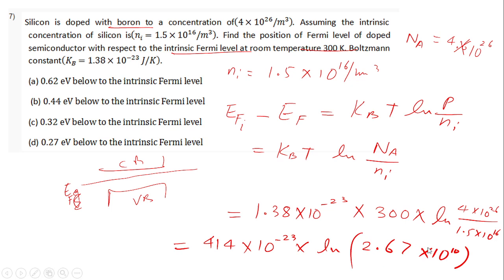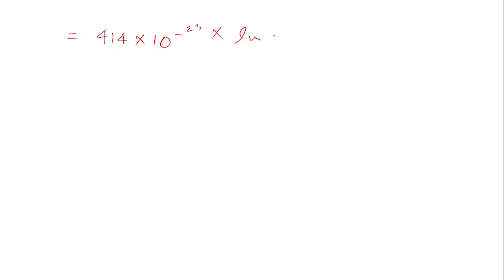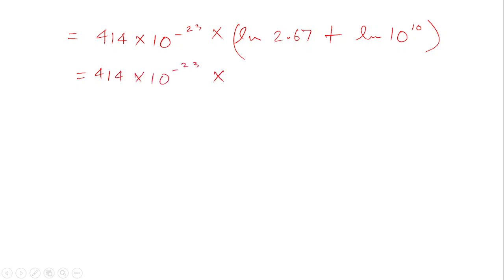This will be 414 times 10 to the power minus 23 times natural log of 2.67 times 10 to the power 10. Natural log of a multiplied by b means natural log of a plus natural log of b. So natural log of 2.67 plus natural log of 10 to the power 10. Further, when we will do this, natural log of 2.67.